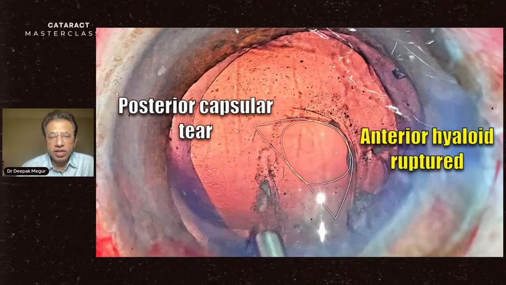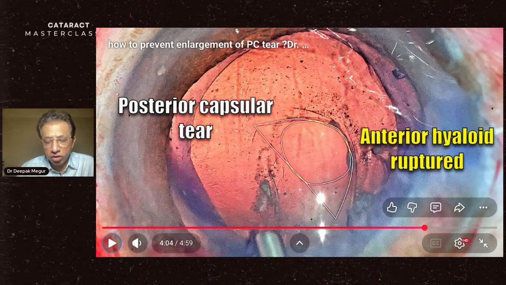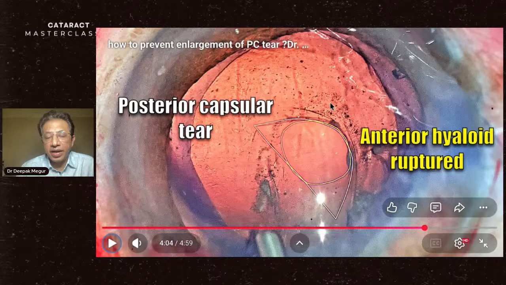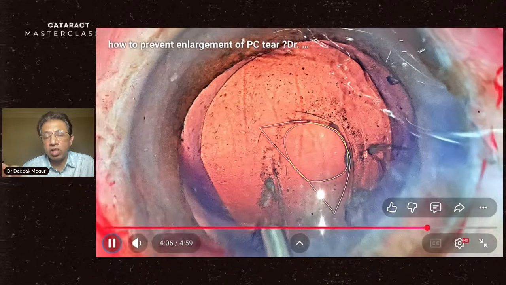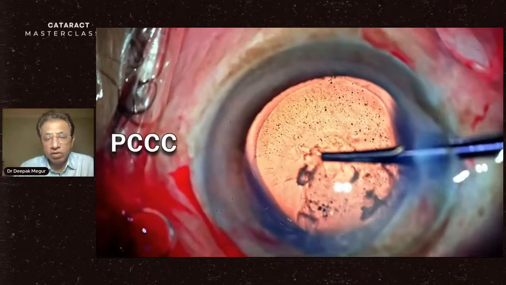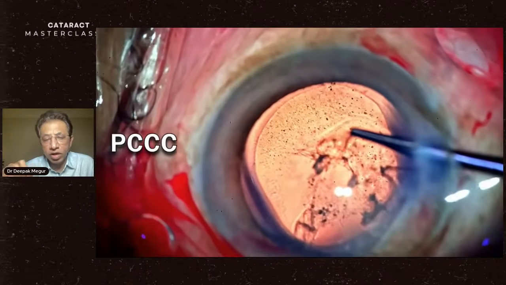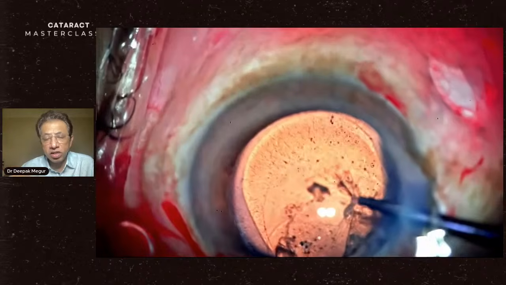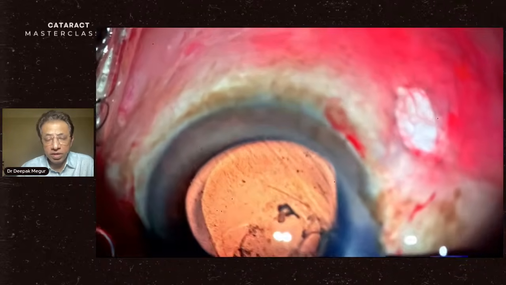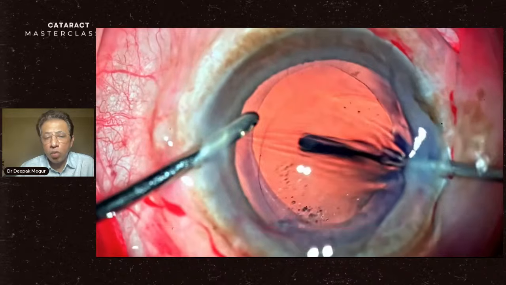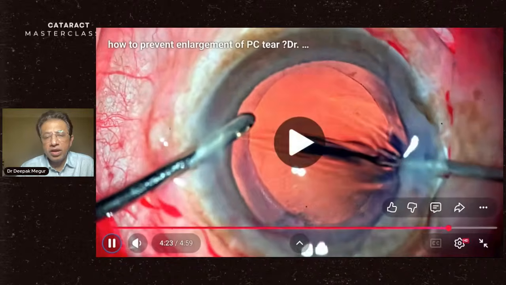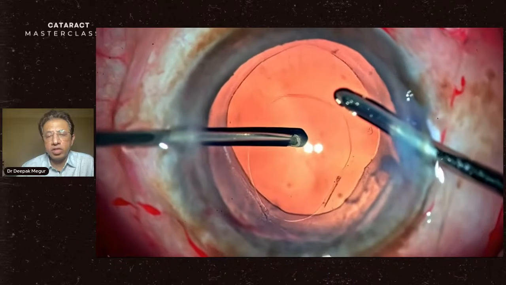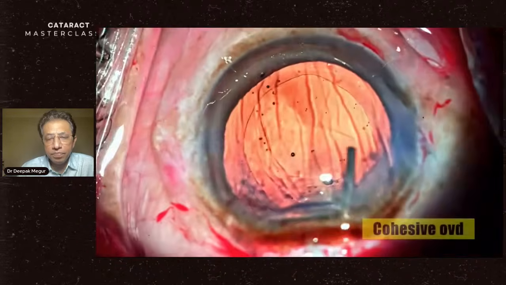Another situation is, if there is an opportunity for us to do a posterior capsular rhexis whenever you have a posterior capsular tear, and at this stage the vitreous has not yet prolapsed out, or you can push it back with OVD, performing a posterior capsular rhexis at this stage is much easier and much more helpful to prevent the enlargement of the PC tear than doing it after vitrectomy. Now, once the PCCC is done, if you do vitrectomy, it's almost impossible for the posterior capsular tear to enlarge. And this ensures that we can place the lens in the bag. So this is how it is.